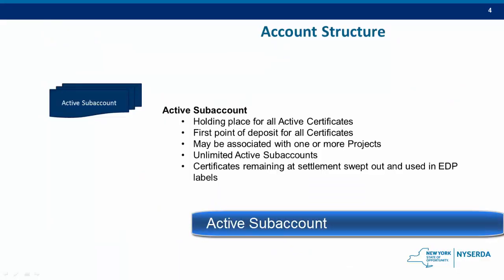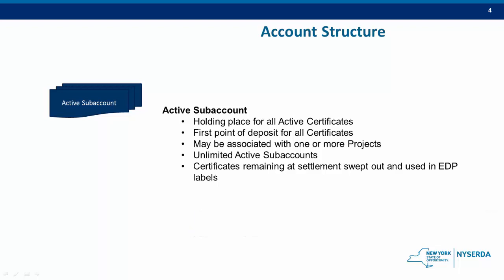Active subaccount. The active subaccount is the holding place for all active certificates that originate from generation delivered into and consumed in New York. Certificates in an active subaccount can be transferred at the discretion of the account holder. The active subaccount is the first point of deposit for any certificates resulting from generation reported by NYSO, data from qualified independent parties, and certificates resulting from generation reported through the self-reporting interface. The active subaccount may be associated with one or more generating units.